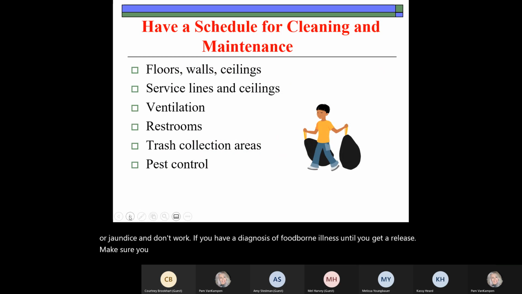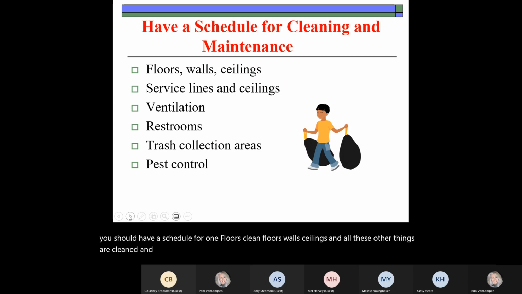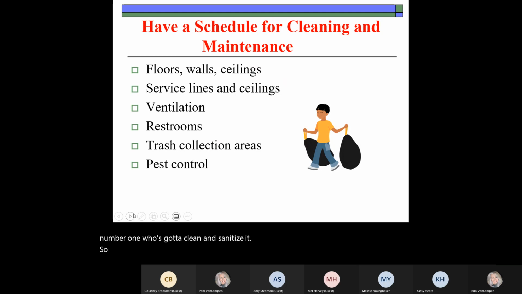Make sure you have a cleaning and maintenance schedule. Again, if you don't have one, the GWAR nutrition team has some samples that we'll gladly share with you. But you should have a schedule for when floors, walls, ceilings, and all these other things are cleaned and sanitized. Some of them are daily, some weekly, some monthly, like your vent hoods. So make sure you have that schedule so everyone knows who is going to clean and sanitize it. Is it my responsibility? Is it their responsibility? Clearly communicate whose role it is and when it needs to be done.